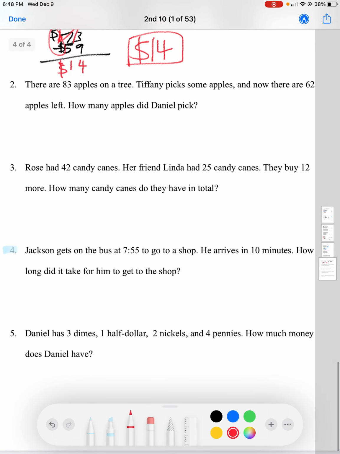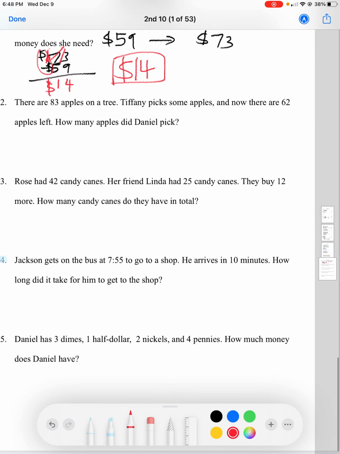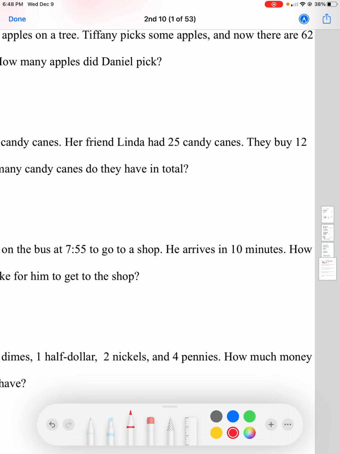Now we'll go over number 4. Jackson gets on the bus at 7:55 to go to a shop. He arrives in 10 minutes. How long did it take for him to get to the shop? So we're just going to be adding 10 minutes to 7:55. And the minutes, we remember, is right here. So we'll put 10 here, and then a 0 for the hours. And then we'll just add.